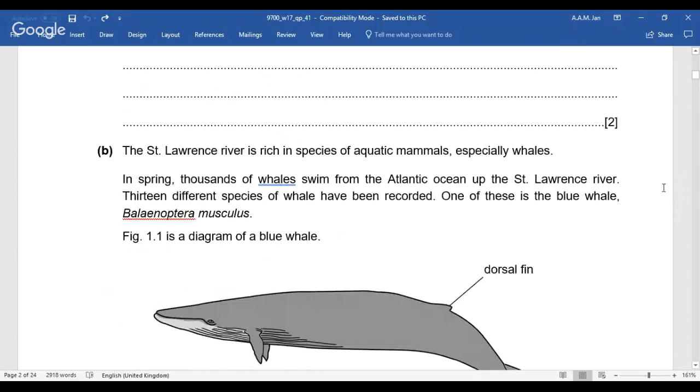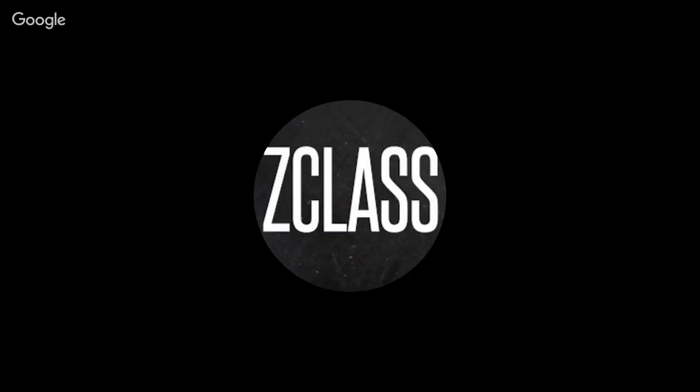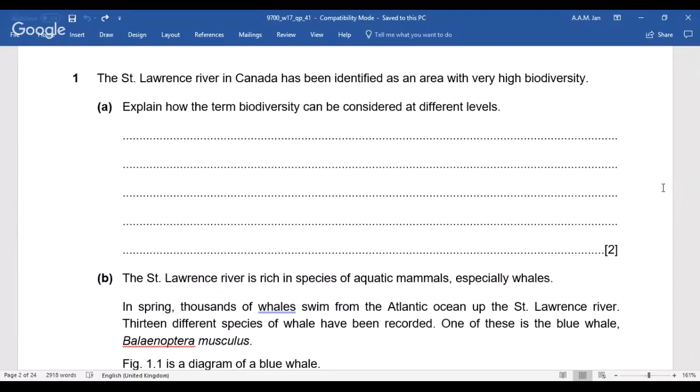Okay, let's go to part B then. Can I just ask something? Is it okay if we're using different words to the mark scheme? For example, the fact that I said diversity can be considered within the gene pools of species. Yeah, you still get the mark.